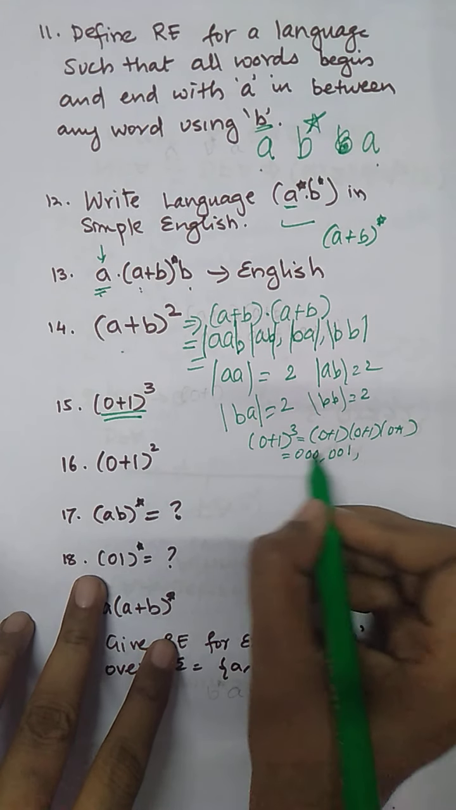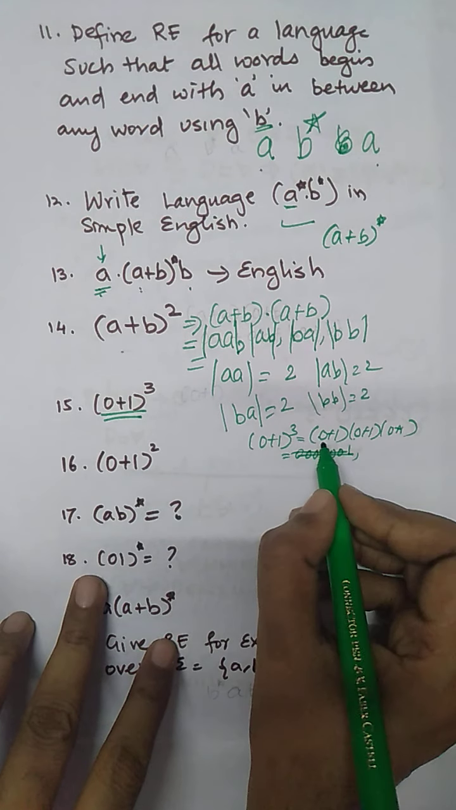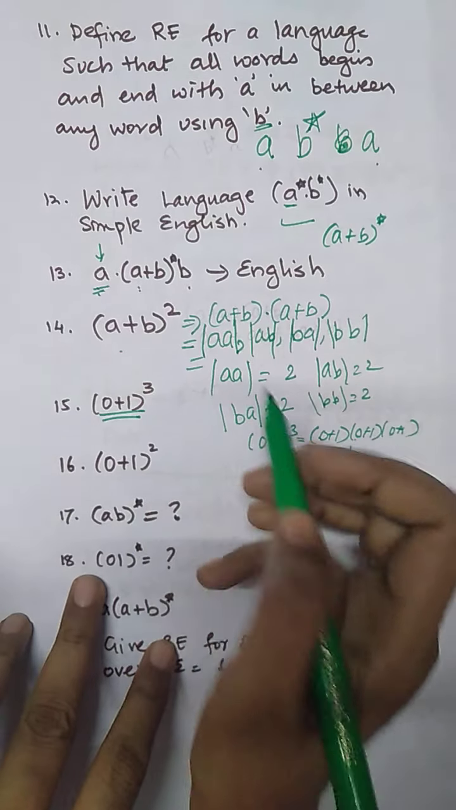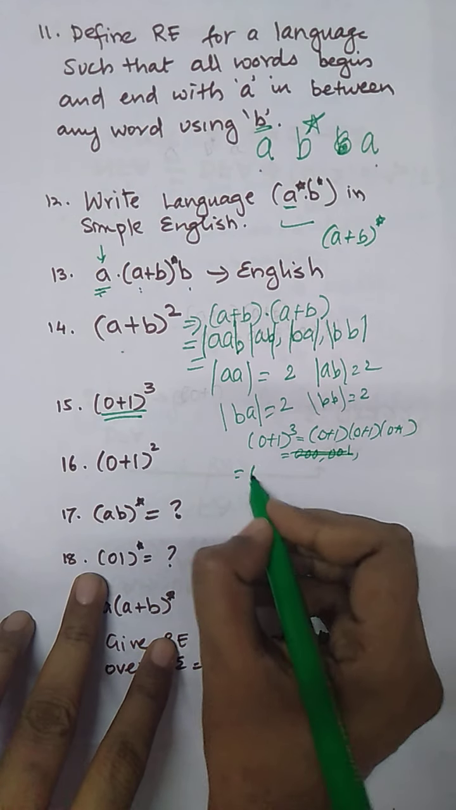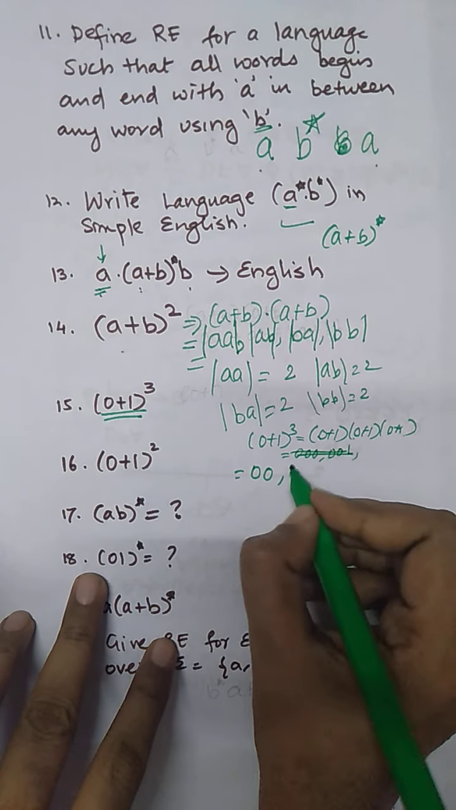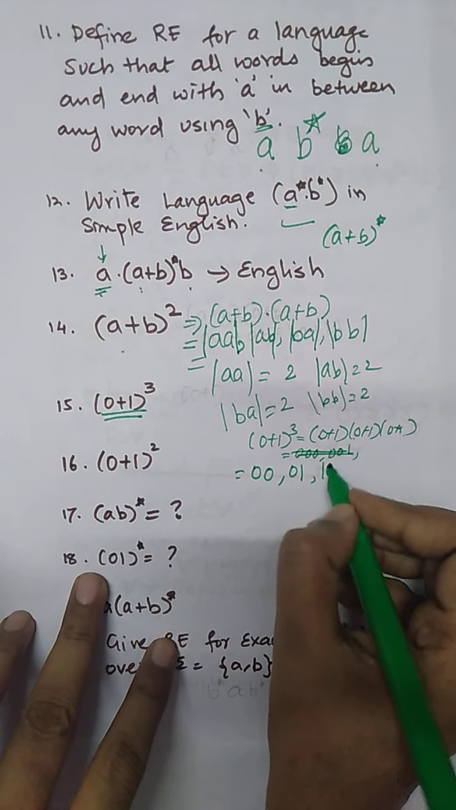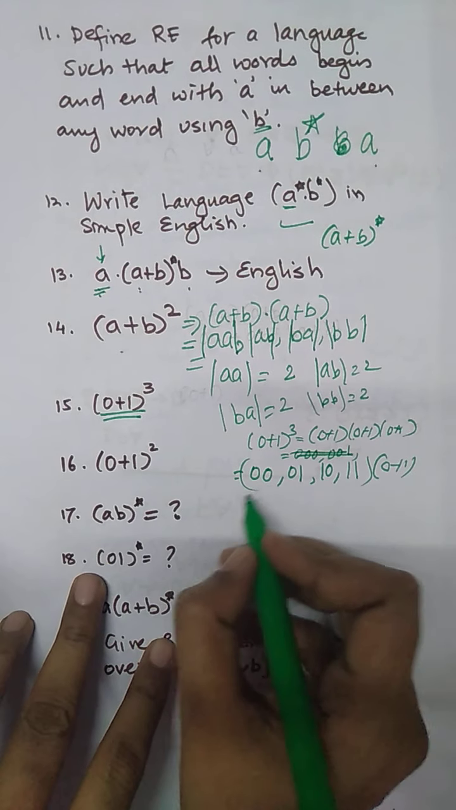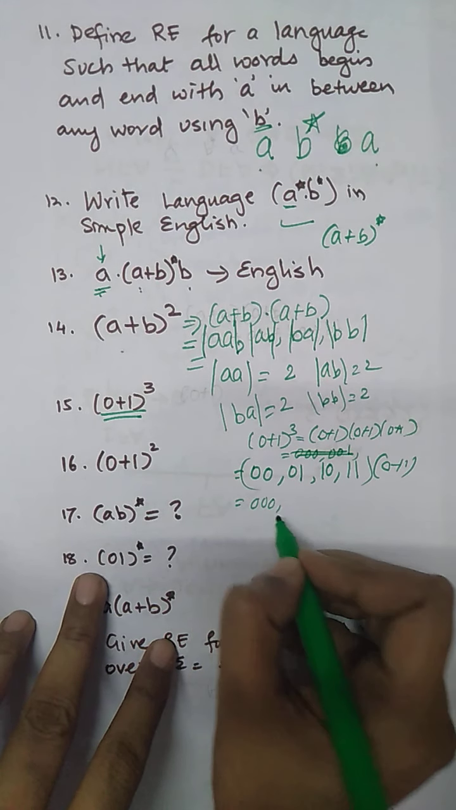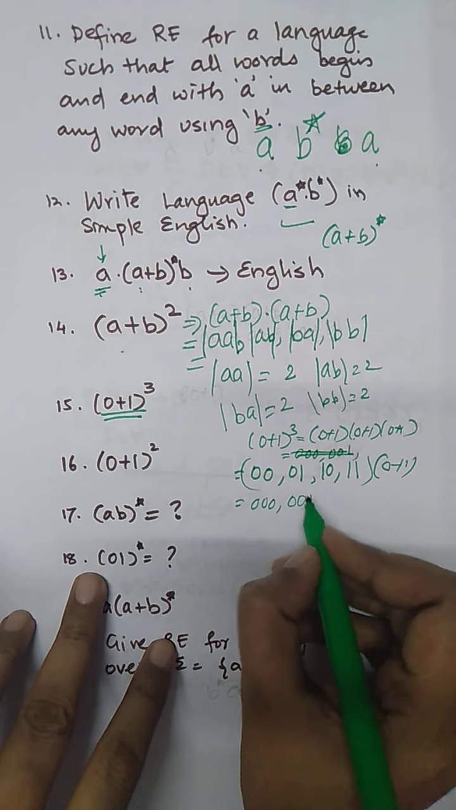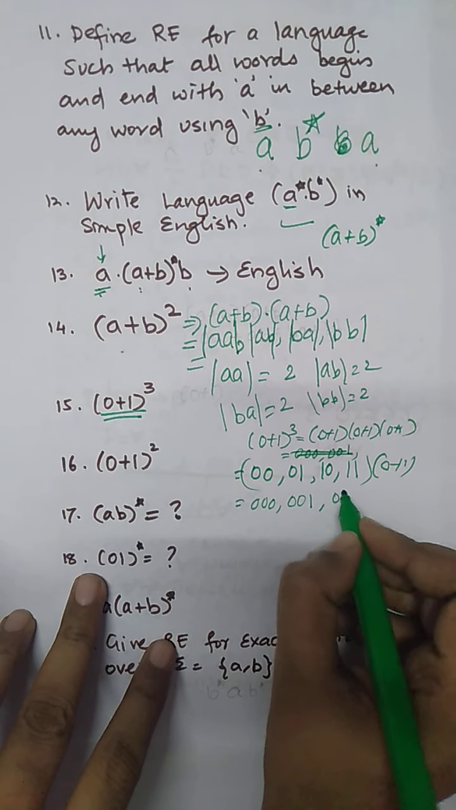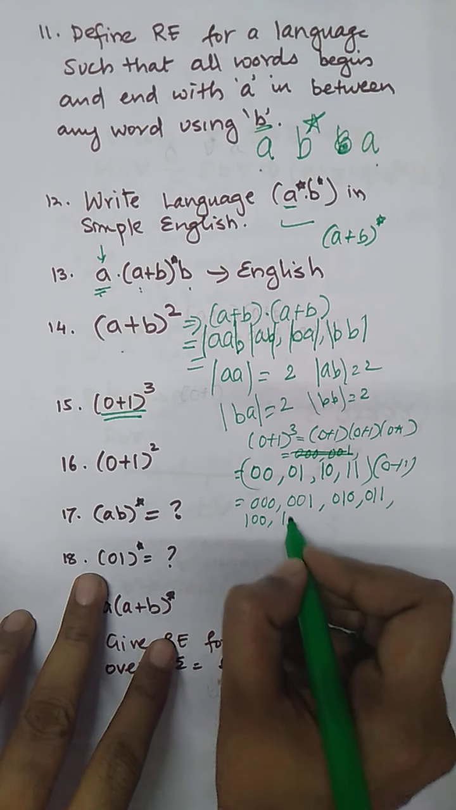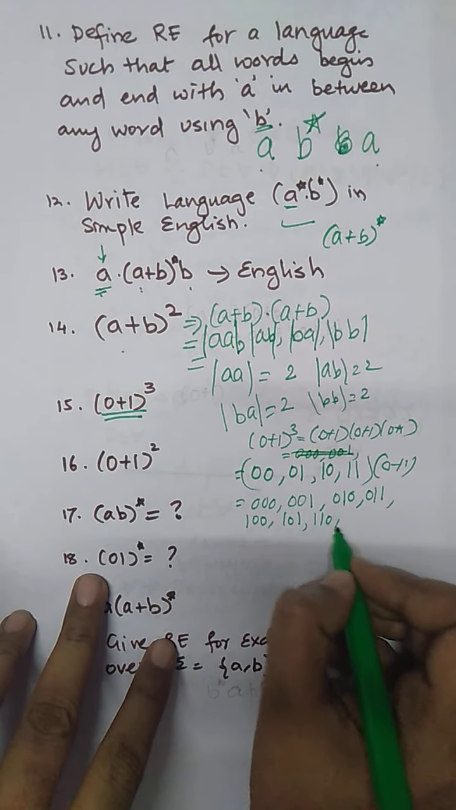First of all, if we don't have that direct formula, 0 plus 1 will be what? It will have length 2. So it will be 0 into 0 will be 00, comma, 0 into 1 will be 01, 1 into 0 will be 10, 1 into 1 will be 11, multiplied with 0 plus 1. So what will be the answer? 000, 001, then 010, 011, 100, 101, 110, 111.